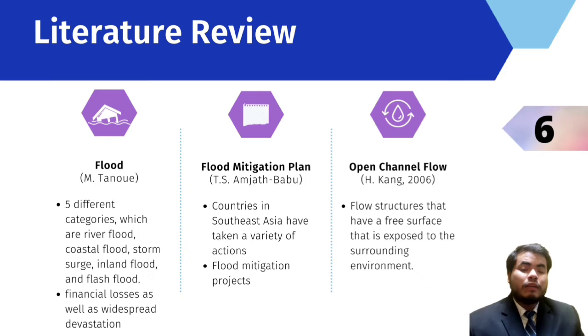Next, we will discuss the literature review. First, I have studied about flood from M. Tanoe's article. M. Tanoe said that flooding can be classified into 5 different categories, which are the river flood, coastal flood, storm surge, inland flood, and the flash flood. The consequences of this flood left the country with significant financial losses as well as widespread devastation.